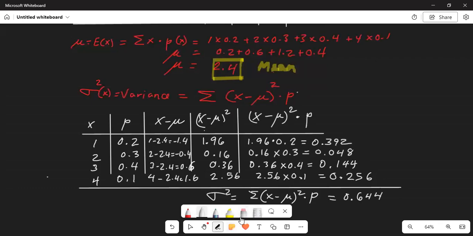So now we will correct this. We add the four squares of deviation times probability. That is the last column I'm going to add. 0.392 plus 0.048 plus 0.144 plus 0.256, which is 0.84. So the variance is 0.84. And again, this is the variance.